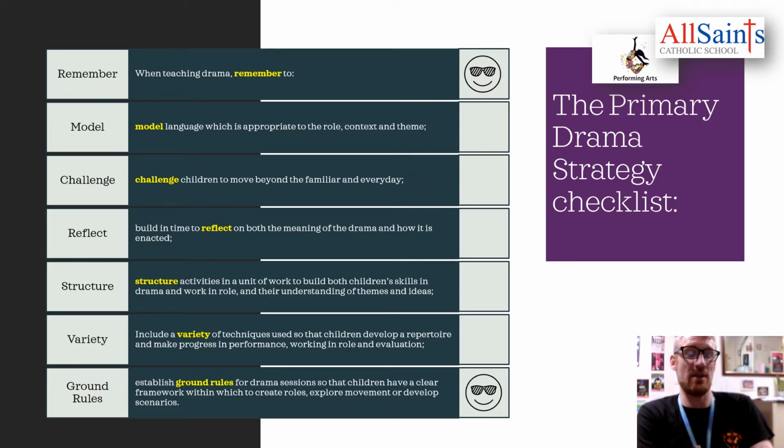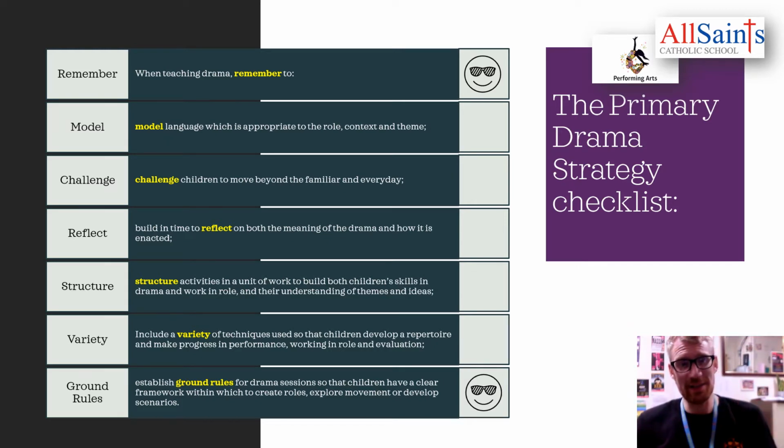So if we look at the bottom point on the checklist, it says to establish ground rules for drama sessions so that children have a clear framework from which to create roles, explore movement or develop scenarios. We talked a bit about bossing your space last time. We talked a bit about creating effective ground rules, so hopefully that's a tick. The rest: modelling language, challenging children, reflecting and evaluating on the drama, structuring lessons, and having a variety of exercises. We're going to do a little bit of work on this session, and we're going to see how many of those we can tick off.